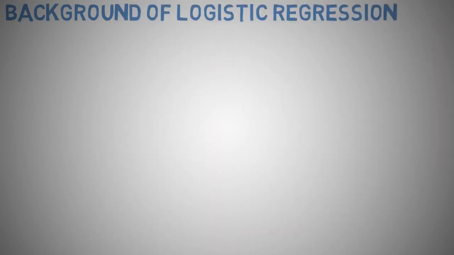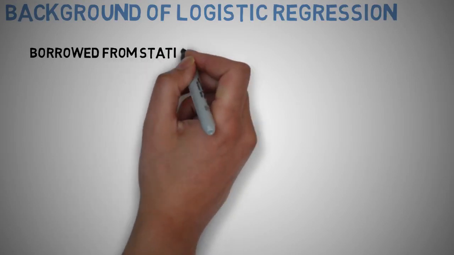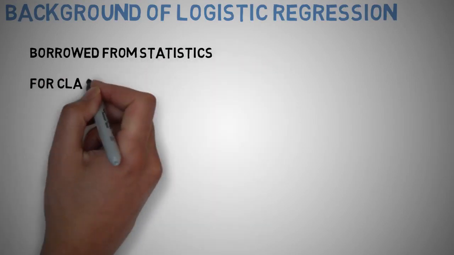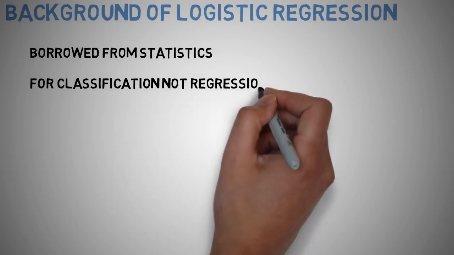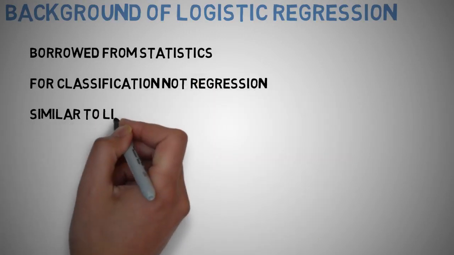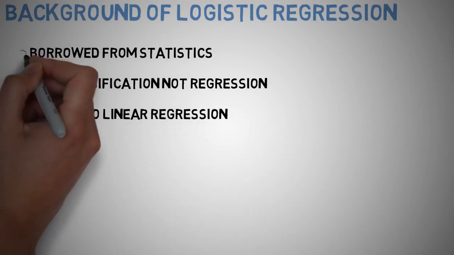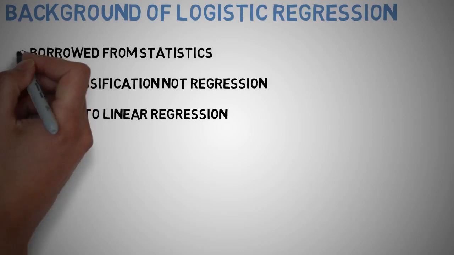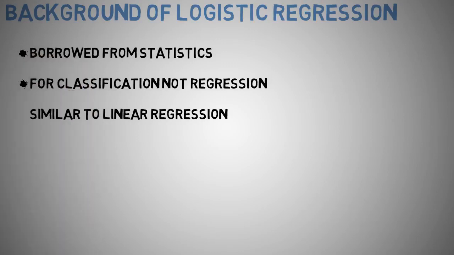Looking at the background of logistic regression. So, logistic regression is another technique borrowed by machine learning from the field of statistics. It is a go-to method for classification problems, despite the name. Logistic regression is not another algorithm for regression. It is similar to linear regression in a sense that they both have the same goal of estimating the values of parameters, coefficients.